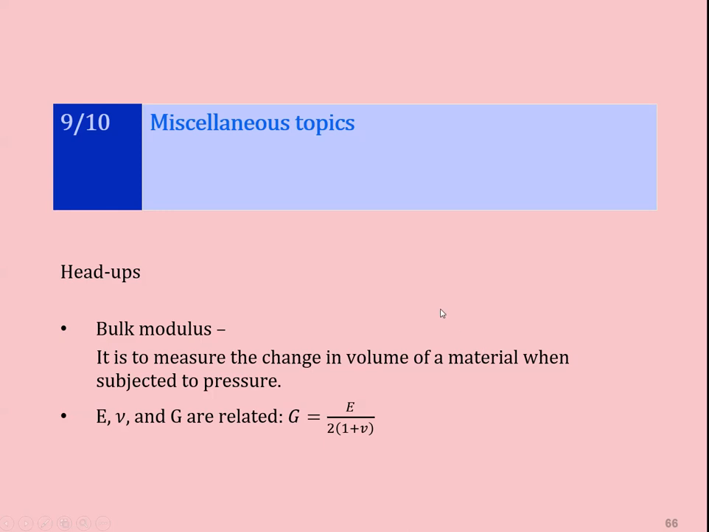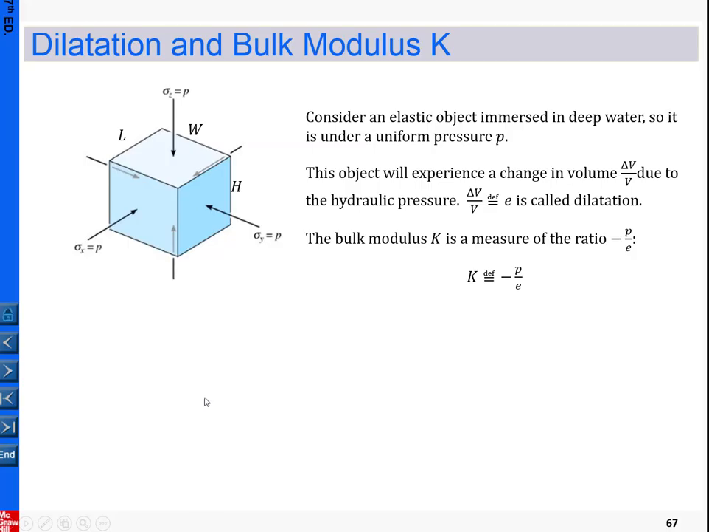In these sections, we have miscellaneous topics. Basically, here there's two. One is bulk modulus. One is the relation between the three quantities, three material properties here. The first one, we look at what is the bulk modulus and what it is for. Basically, that bulk modulus is related to the dilatations.